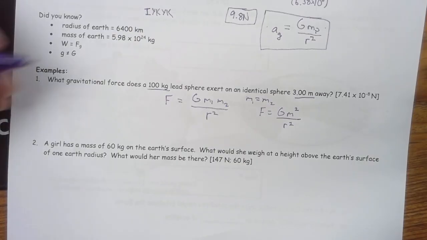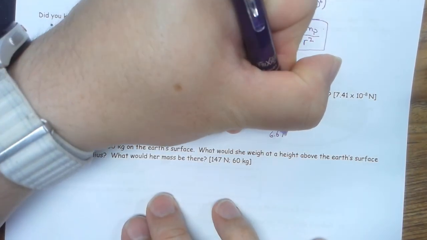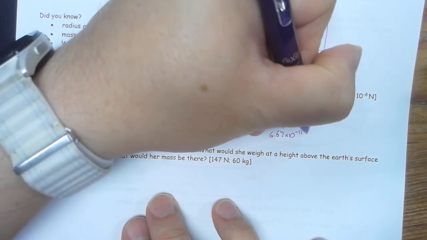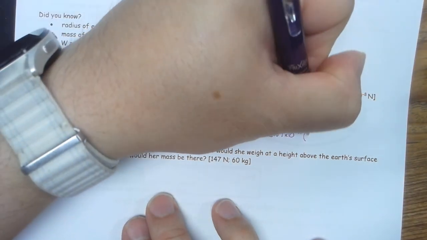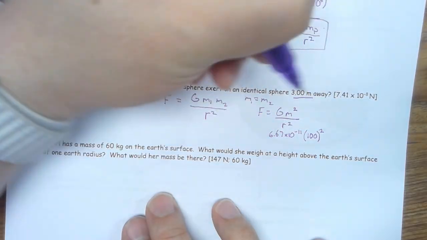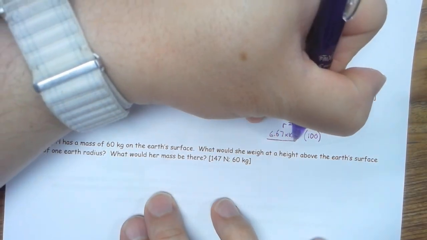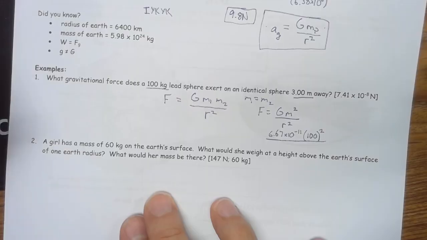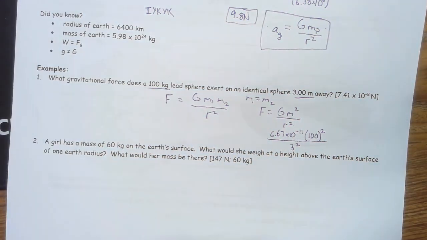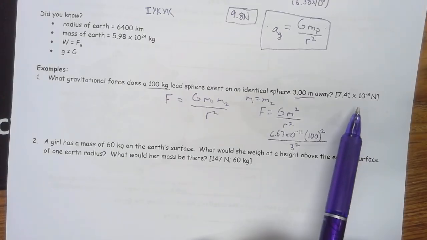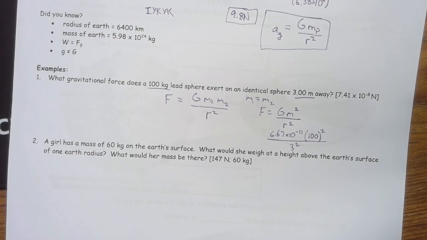All right. And so we have 6.67 times 10 to the negative 11. And then we have the mass, which is 100. And then we're going to multiply that by another 100. Then we're going to divide that by 3 squared. Don't forget to square that denominator. Okay, that's the most common mistake, forgetting to square that denominator. And if you did your math correctly, I think you should get the answer that's already posted on the sheet for the example problem. Double check.